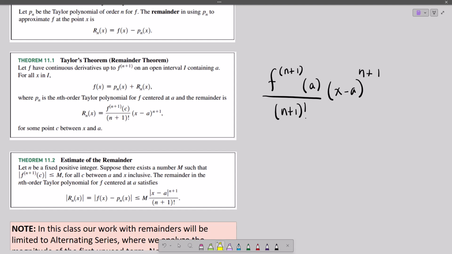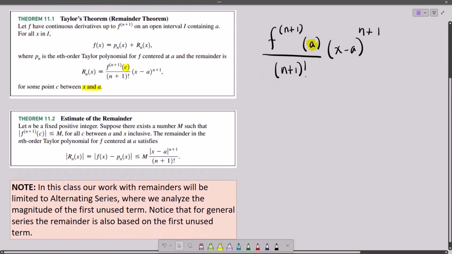C. This is evaluated at a. It's evaluated at the center of the series. The remainder is evaluated at this mysterious C that you cannot find. If we could find it, we could get the exact remainder, but we cannot find this C value. This C value is some number between x and a. It's just some number. We cannot find it. So then you say to yourself, well, if this is exactly equal to the remainder and we can never find this C value, what good is it?